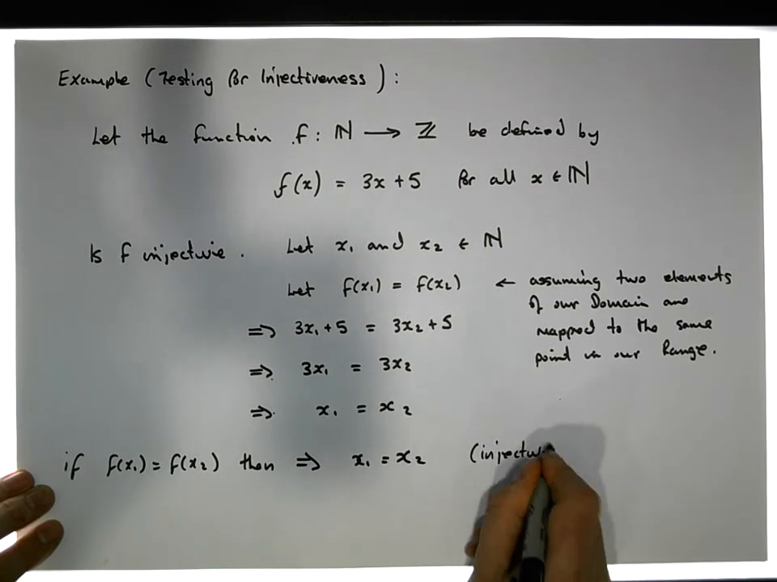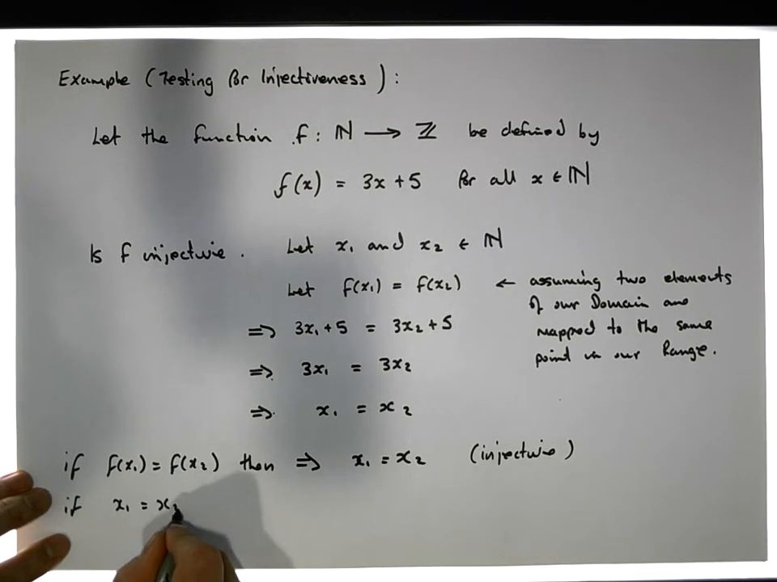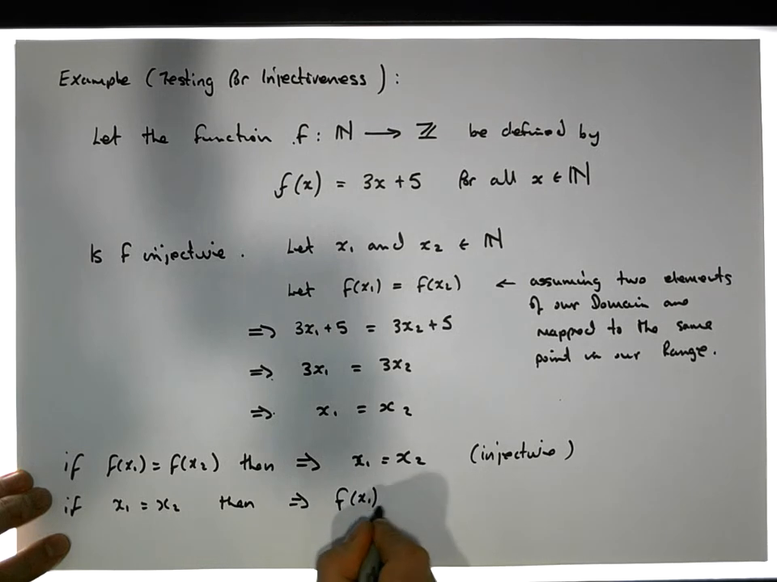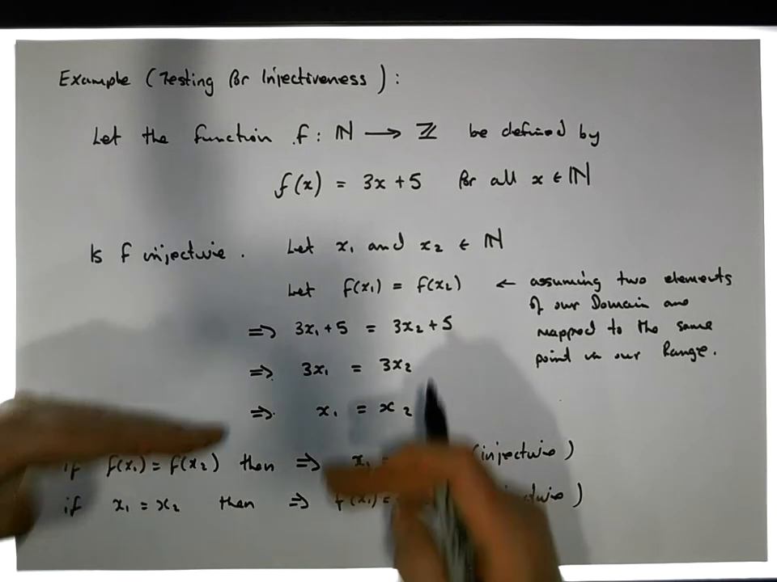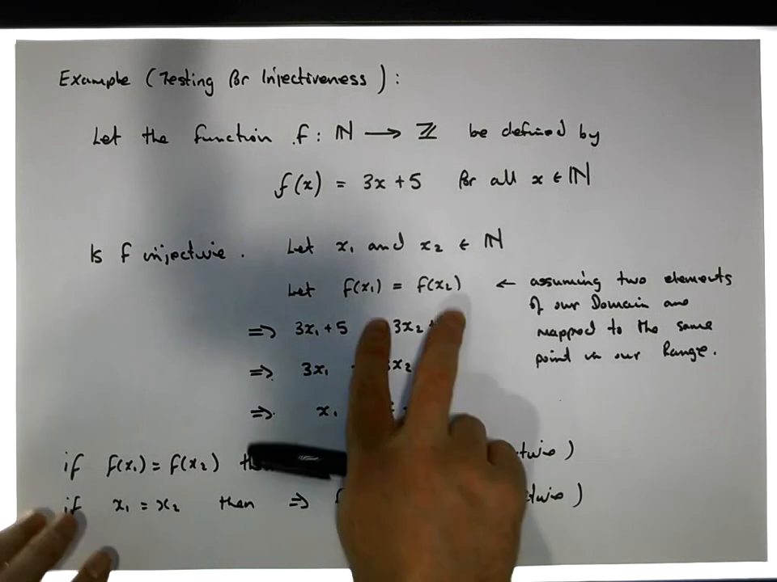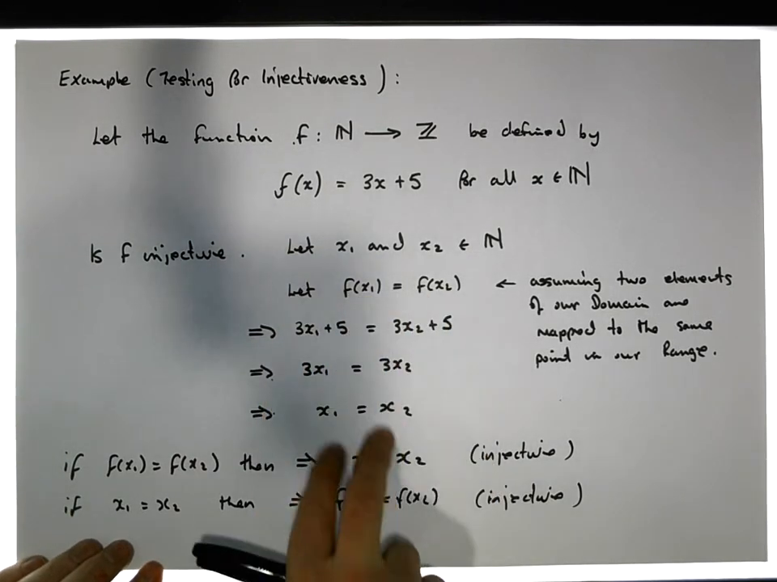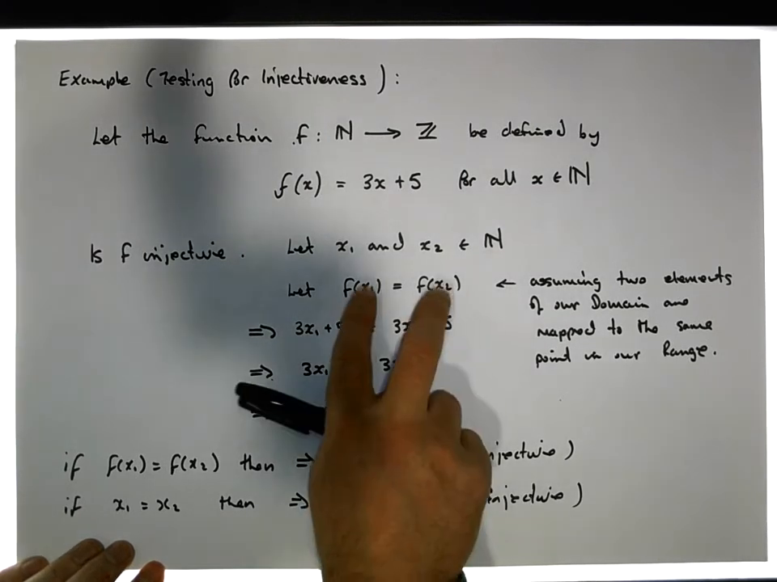The other thing is, if x1 equals x2, then this implies that f of x1 should be equal to f of x2. That's what we also mean by injective. It's just an alternative approach. What I did here was take it from the codomain and work backwards to the actual domain values. We could also choose the domain values and work forwards.